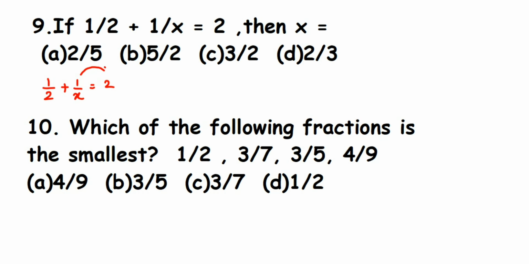Transpose the numbers, bring 1 by x to the right side and take this 2 to the left side. So this will become 1 by 2 minus 2, because signs will change, plus will become minus, is equal to minus 1 by x. Now 2 can be written as 2 by 1, and the LCM of 2 and 1 will be 2.